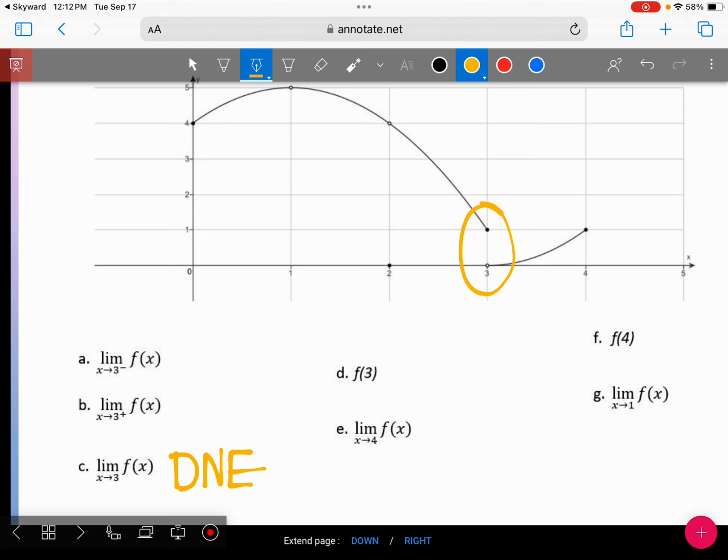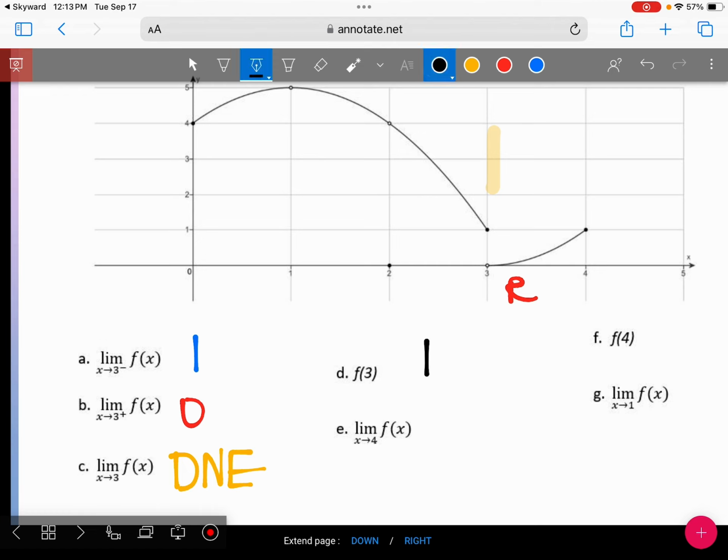Now when I look at the left and the right, so this is my yellow wall, the left side would be this point. At the left, it's hitting the wall at 1. On the right side, it's hitting at 0. And then D is either going to be 1 or 0. To do that, I'm going to look for the closed point, which is at 1.